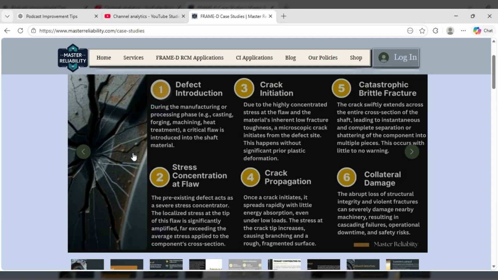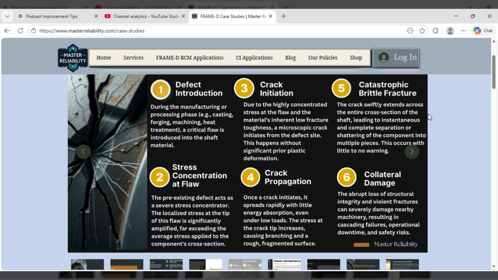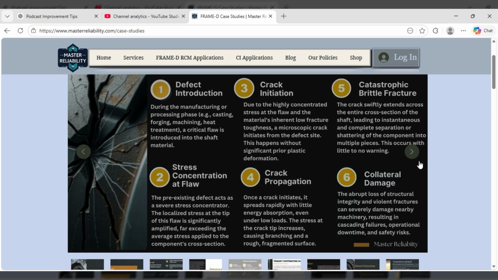Now, what are we looking at? This is the life cycle here. We have a defect that is introduced. That defect causes a stress concentration, so the concentration of stress in that particular defect region and area. It initiates a crack, and then once the crack is initiated, as more stress is added, the crack propagates. This causes a brittle fracture and collateral damage.